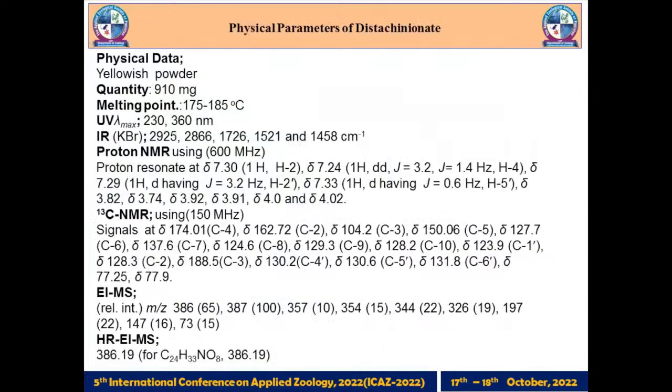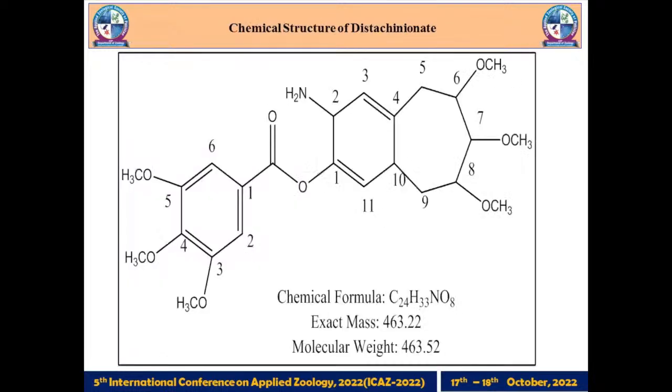Physical parameters. It was a yellowish powder. Quantity obtained was 9-10 mg. The melting point was 175 to 185 degrees Celsius. UV lambda max was 230-360 nanometer. IR was conducted by KBr method. Proton NMR by using 600 megahertz. C13 NMR, EIMS, and molecular weight and molecular formula were obtained by HREIMS. Here is the chemical structure of distachionate.